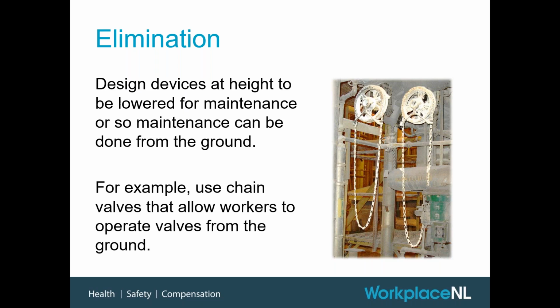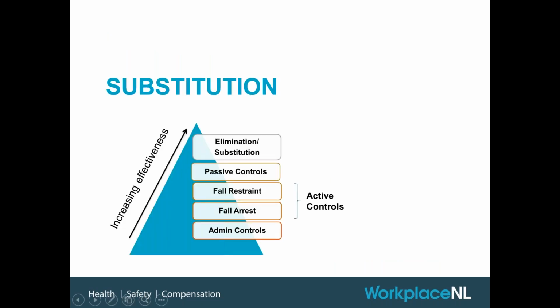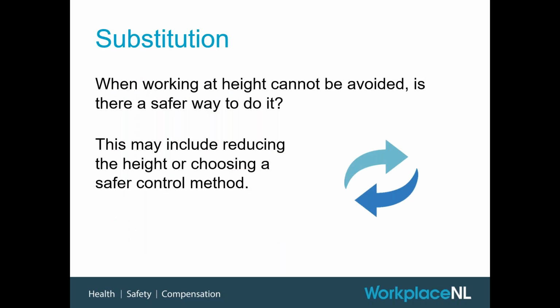Okay, so the next option for us is substitution. So this is the idea of replacing the type of work that you're doing, or a particular tool or something like that, with something that's just a little bit of a safer option. So when you can't avoid working at height, or some other type of slip, trip, fall hazard can't be avoided, is there a safer way to do it? And again, a lot of the time you're looking at reducing the height or reducing the number of workers who are exposed, or you may simply just be choosing a safer device to allow you to do that work.